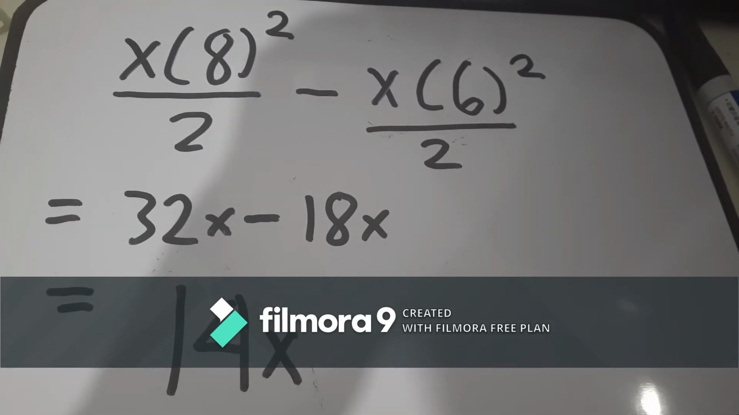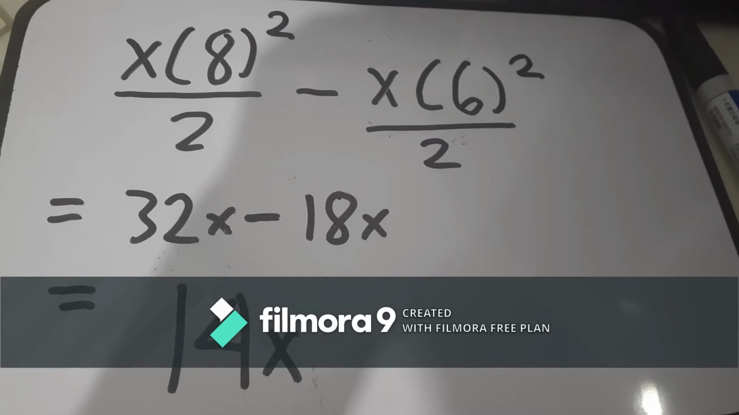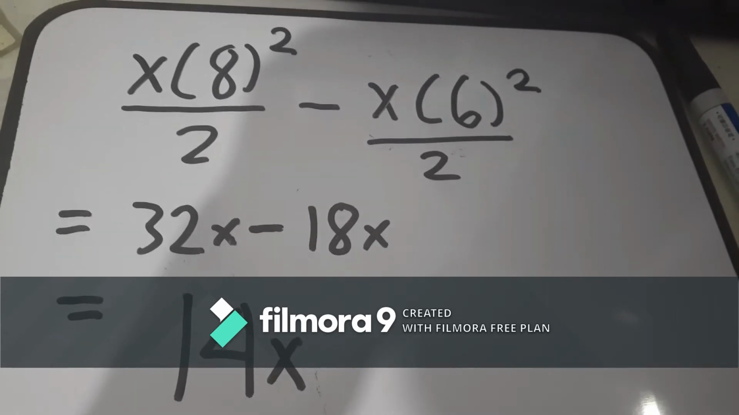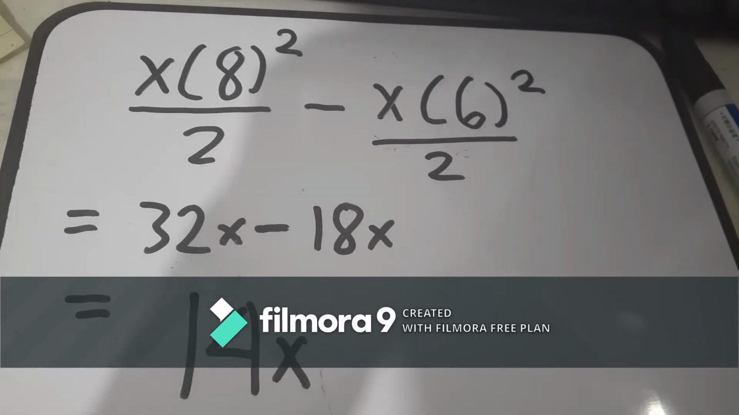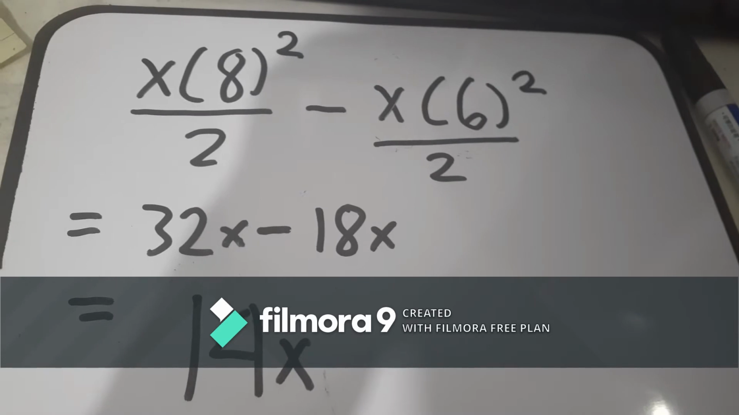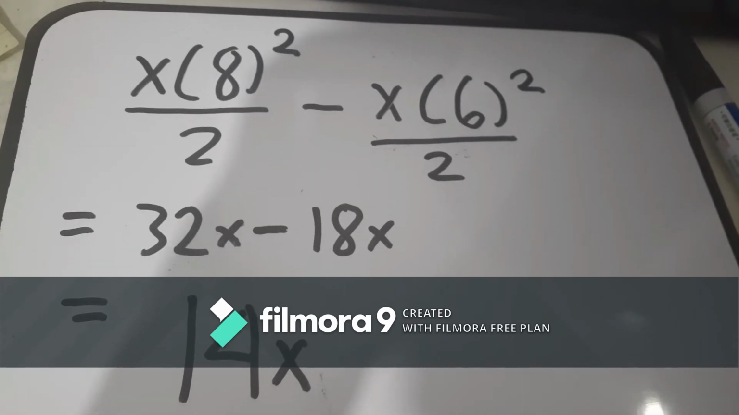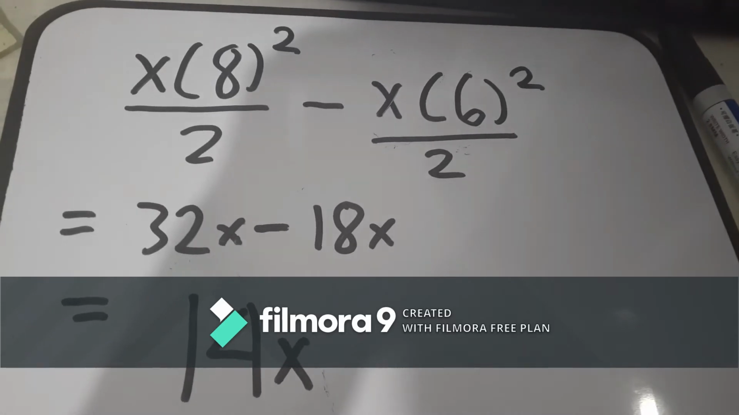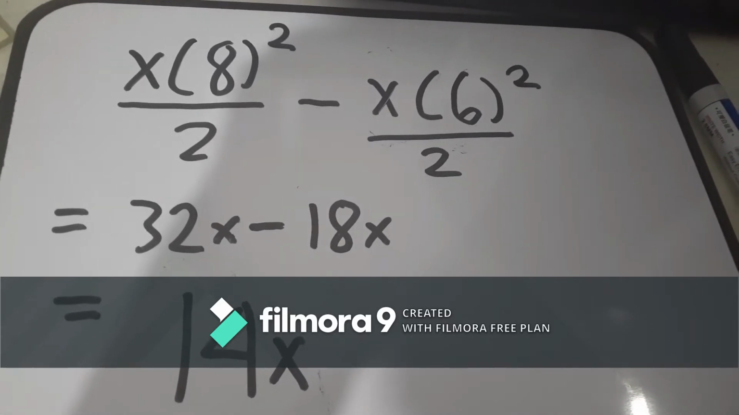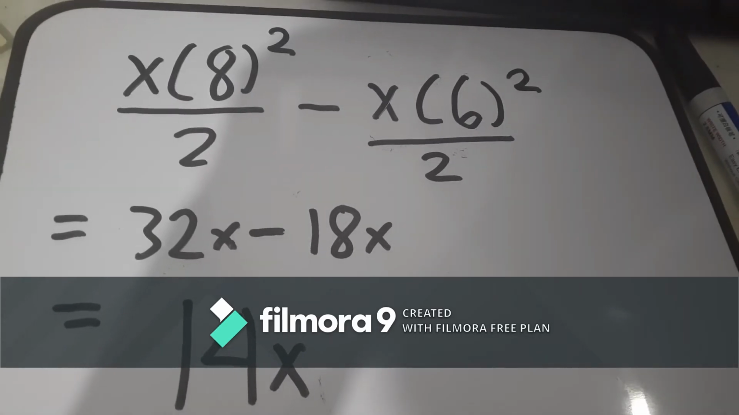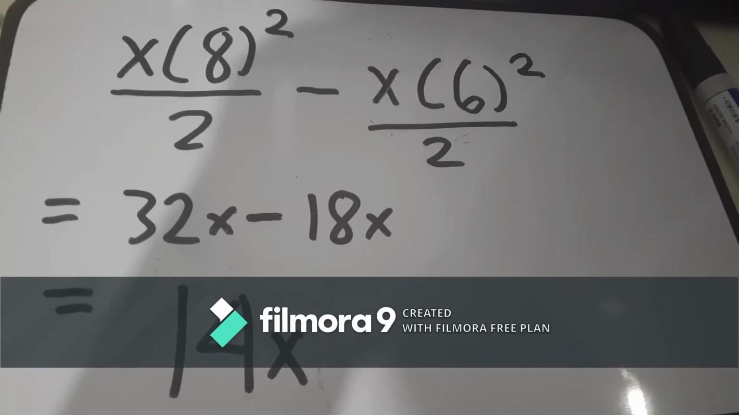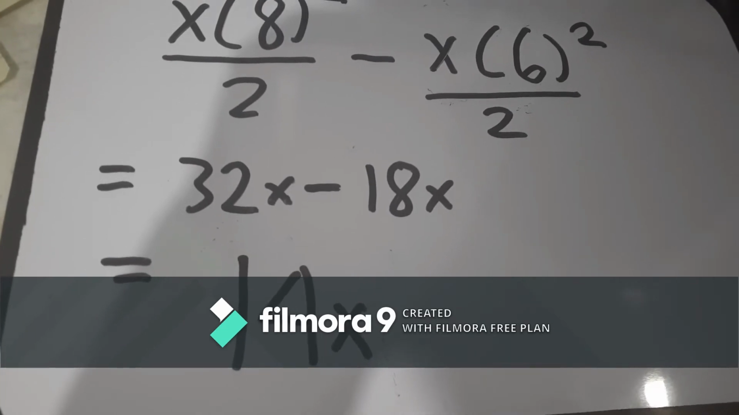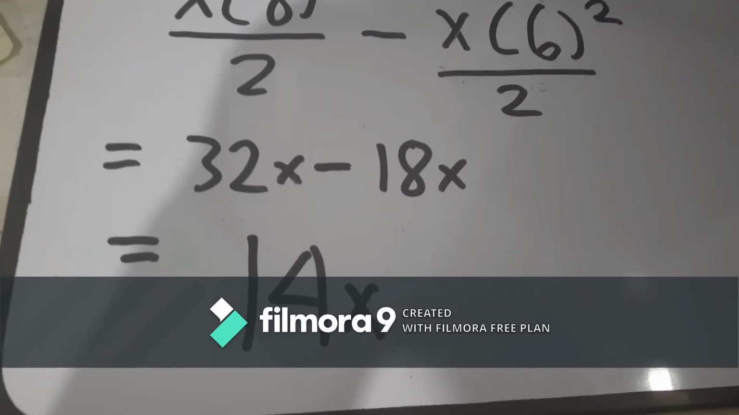And if you're wondering how it becomes 32x minus 18x, it is because x times 8 squared is 64x, and 64x over 2 will become 32x. On the other side, x times 6 squared will become 36x, and 36x divided by 2 will become 18x. And if we solve this, 32x minus 18x will become 14x.